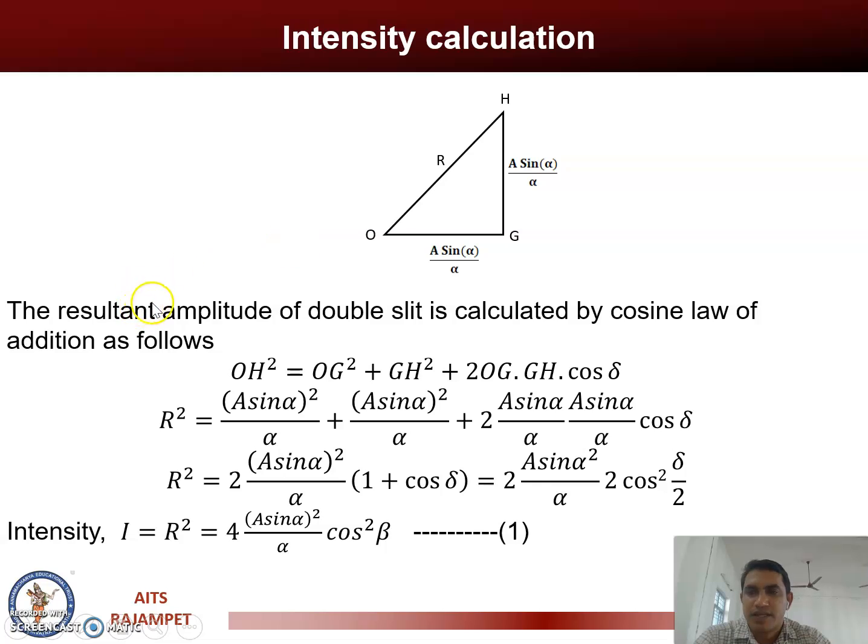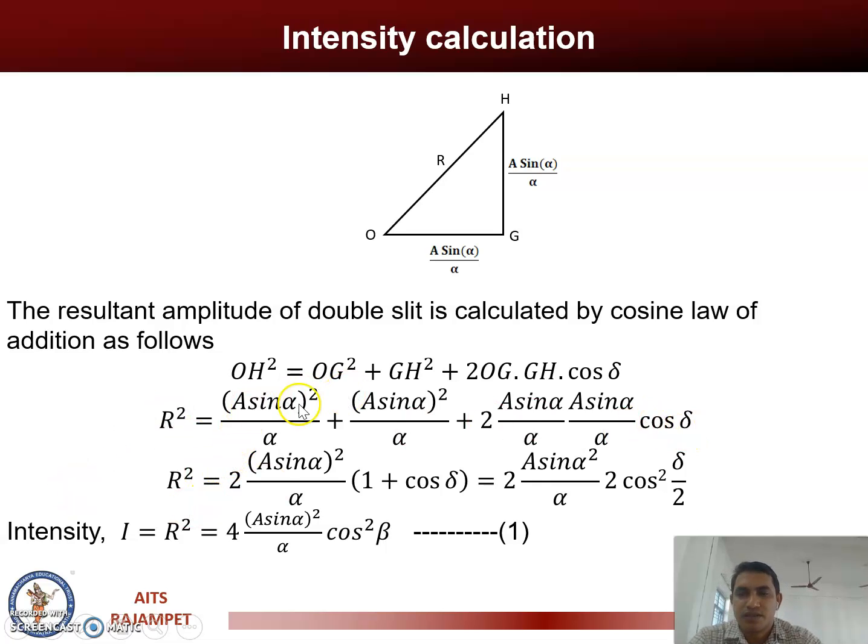Intensity calculations. The resultant amplitude of the double slit is calculated by the cosine law of addition as follows. From this triangle, OG is equal to A sin alpha by alpha and GH is equal to A sin alpha by alpha, and OH is our resultant amplitude R. OH square is equal to OG square plus GH square plus 2 OG into GH into cos delta. Now R square is equal to (A sin alpha by alpha) square plus (A sin alpha by alpha) square plus 2 (A sin alpha by alpha) into (A sin alpha by alpha) into cos delta.